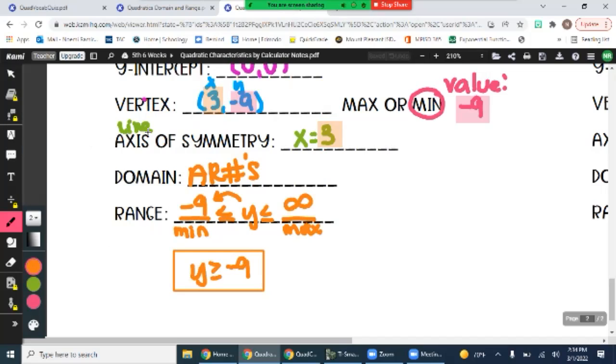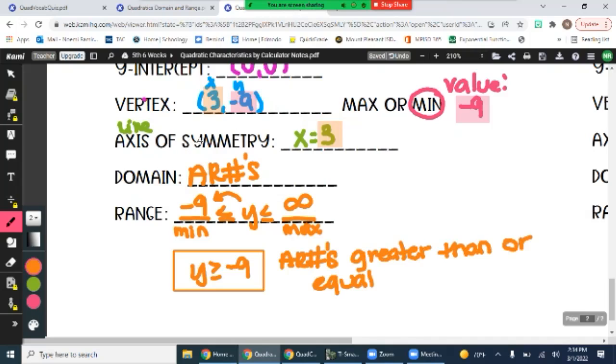So how would I write that in sentence form? Correct. All real numbers greater than, since it's underlined, or equal to -9. Because when you flip it, technically you're putting this infinity in phrase form, and sentence form is all real numbers greater than or equal to -9. Okay, next one, number 5.